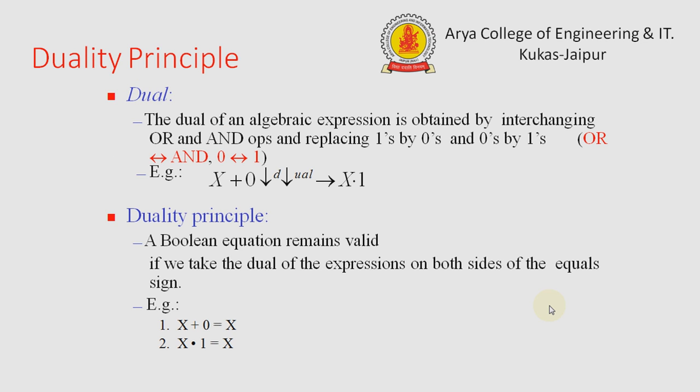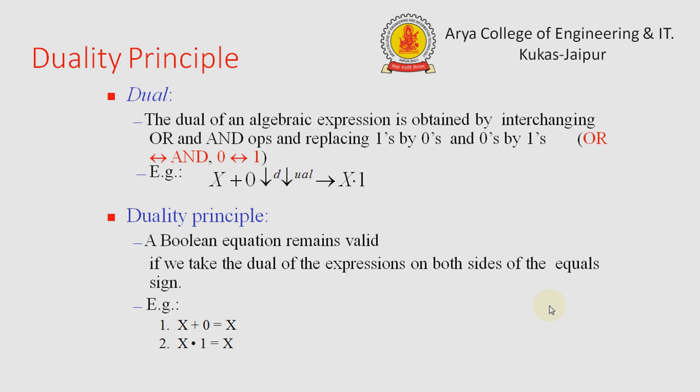So the duality principle: the dual of an algebraic expression is obtained by interchanging OR and AND operations and replacing ones by 0 and zeros by 1. So here OR is replaced by AND and 0 is replaced by 1. That means if x plus 0 is there, then we convert the OR symbol into AND, so it becomes x dot, and 0 is converted to 1, that means equal to 1.